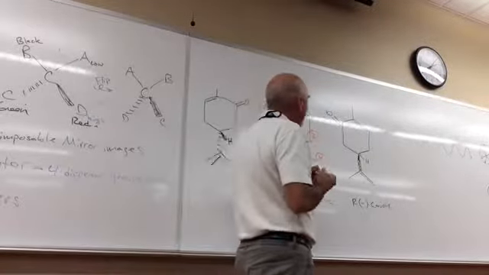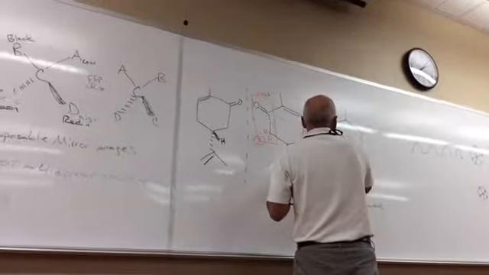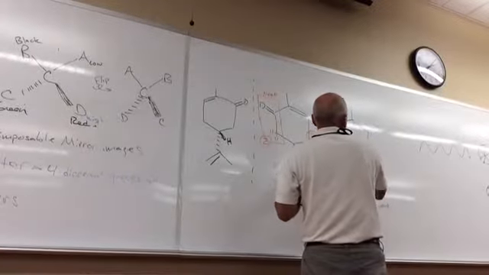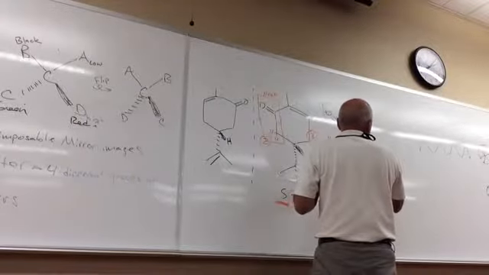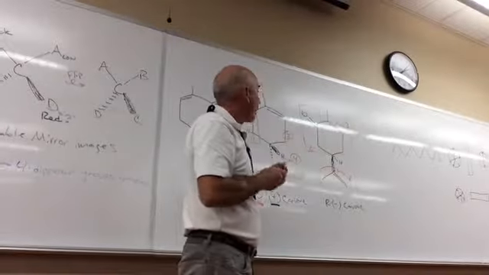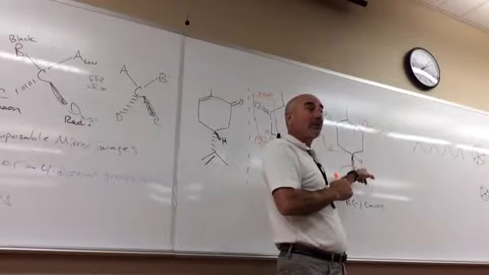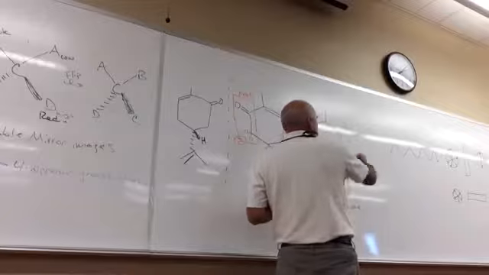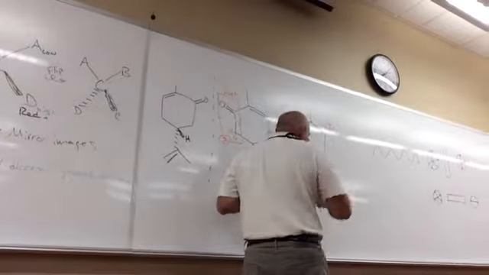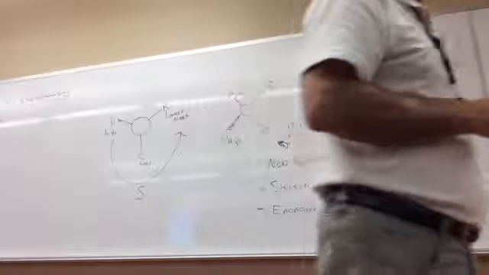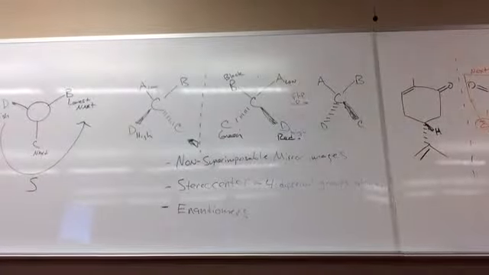Let's do this one. I think I understand. This is still my number 2 group, right? This is still my number 2 group. This is still my number 1 group. And this is my number 3 group, right? But in this case, hydrogen is going back. So it stays the same. So I go from 1 to 2 to 3. That's R, right? I don't flip that one because the hydrogen's going back. That makes sense.